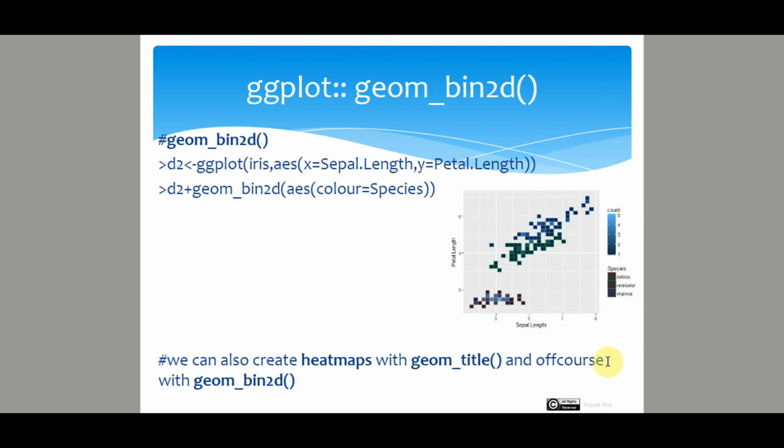We can see we have first loaded the aes mapping of x and y of the iris dataset in d2, then using the R object with bin2d to display the density. Further, again, to add a new variable, use aes color is equal to species. With this bin2d, we can create heat maps, and also with another function, tile.